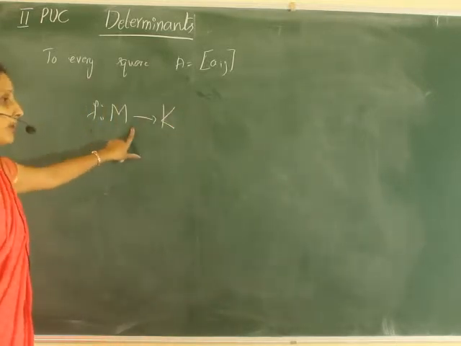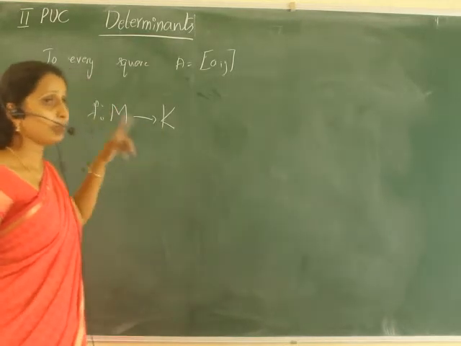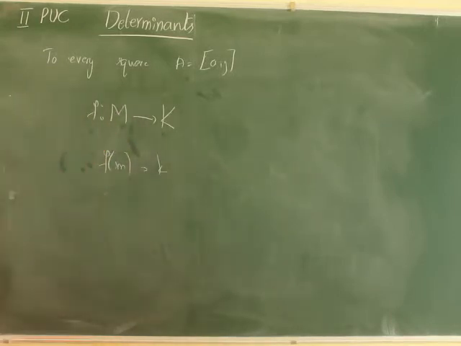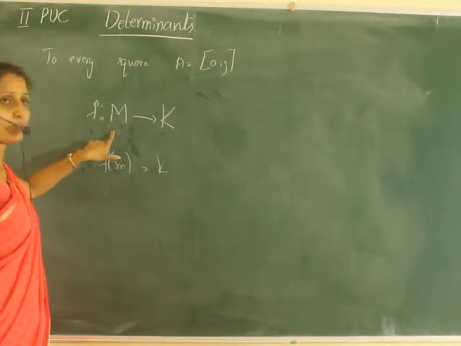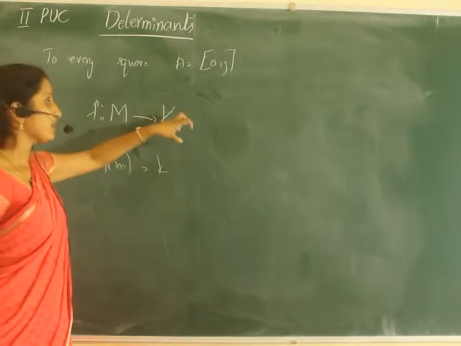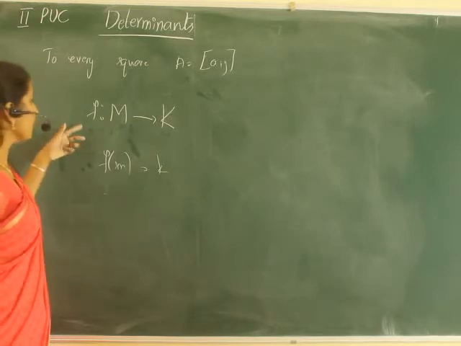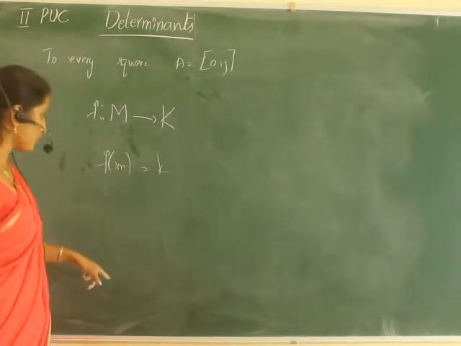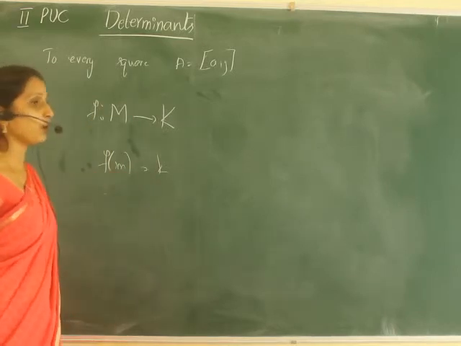A function f from M to K, where M is the set of all square matrices and K is the set of all real or complex numbers, defined by f(M) = K. That means a real or complex number is given to a square matrix; a square matrix is always assigned a real or complex number, which is the value of K. So a determinant is a function f from M to K, defined by f(M) = K.